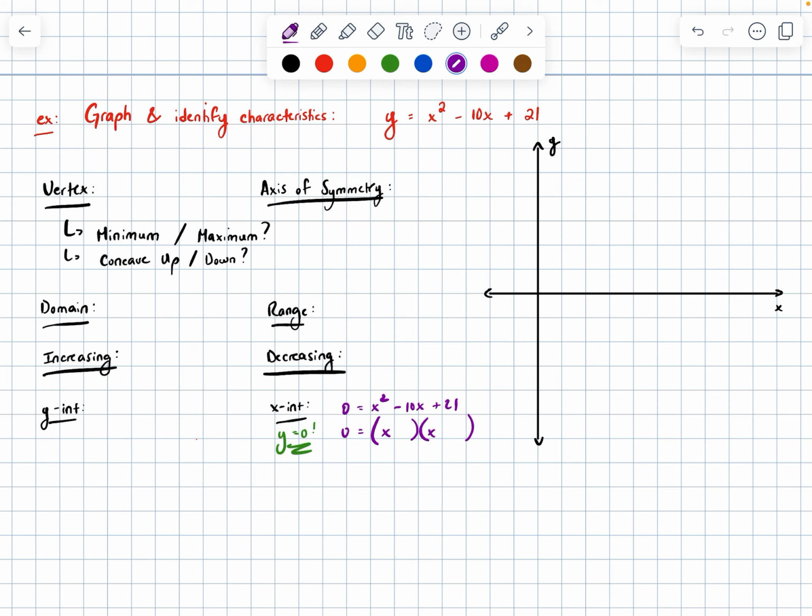At the front, x squared has got to come from x times x. At the back, I need 2 numbers that multiply to 21 and add to -10. That's going to be -7 and -3. From here by the 0 property, if these 2 things multiply to get 0, one of them has to be 0. So either the x minus 7 is my 0 or the x minus 3 is my 0.